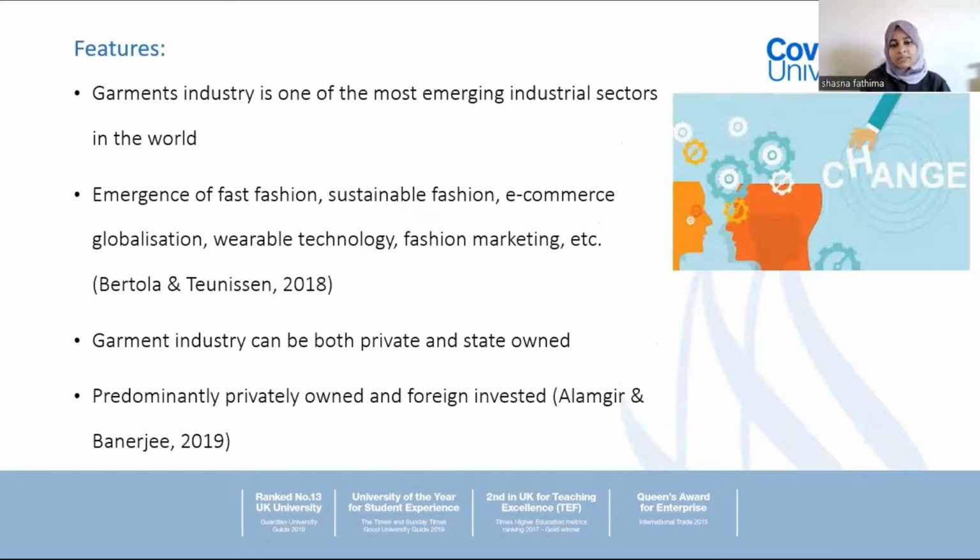The garments industry can be both private and public owned, but is predominantly privately owned and foreign invested. Most of the brands are privately owned and mainly labor intensive. These are some of the features which I have researched, and this is my portion.